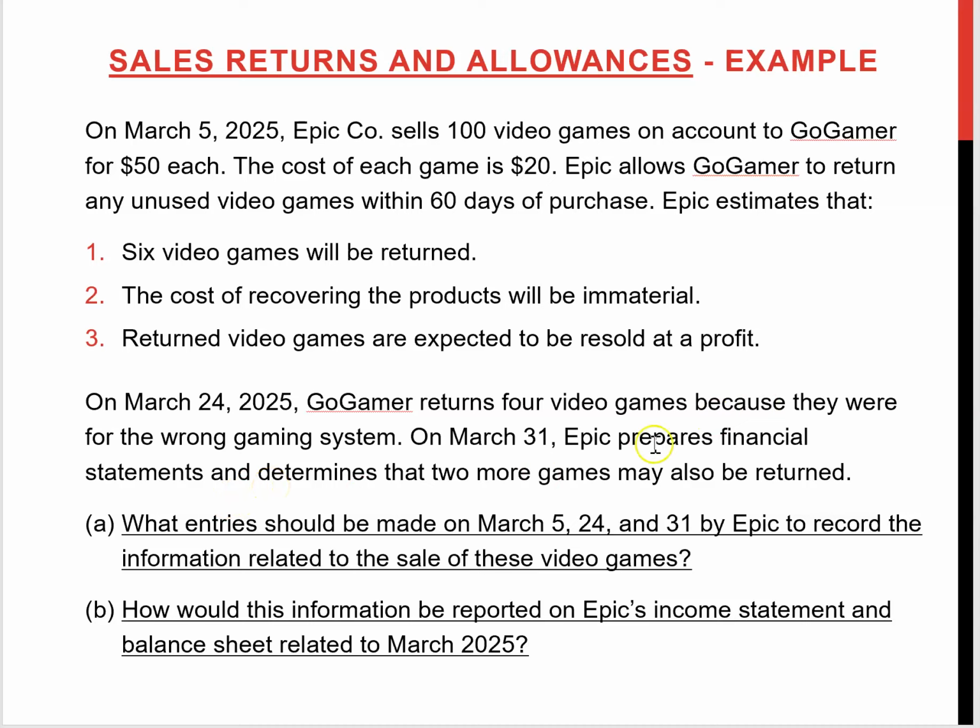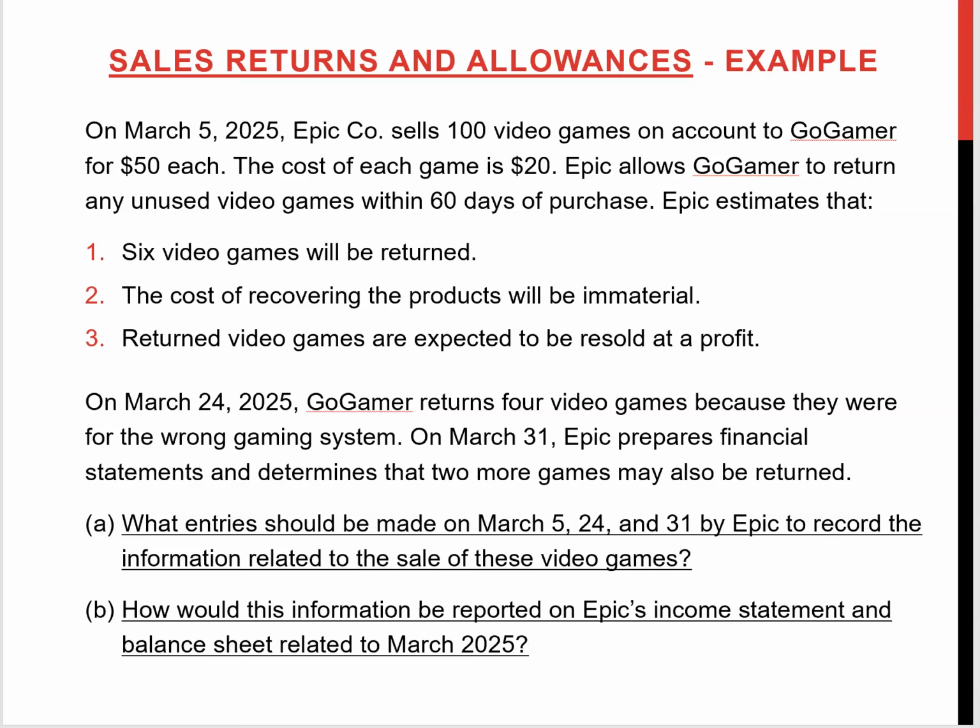Now, on March 31st, Epic prepares financial statements. And they estimate that 2 more games will also be returned. Now, what are the journal entries Epic should record on these dates? March 5, when they sold the games, and of course March 24 when Go Gamers returned some video games, and at the end of the period March 31st when they prepare the financial statements. Now let's see how the journal entries will look.